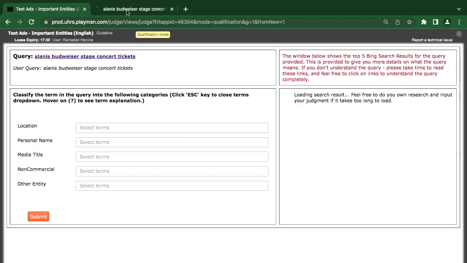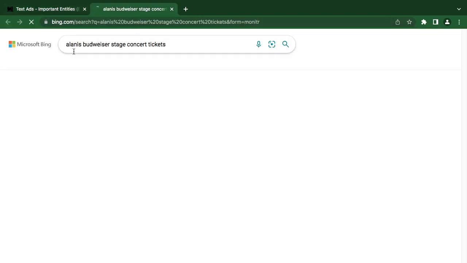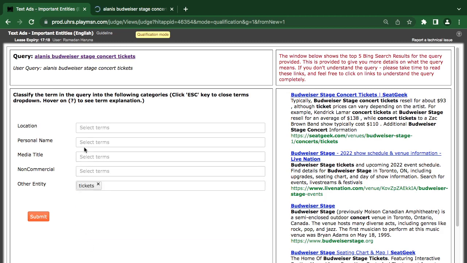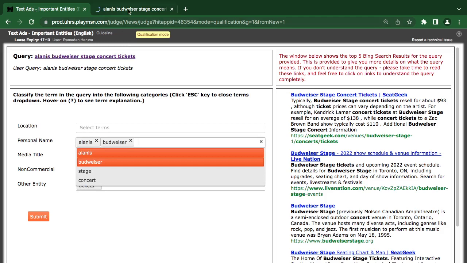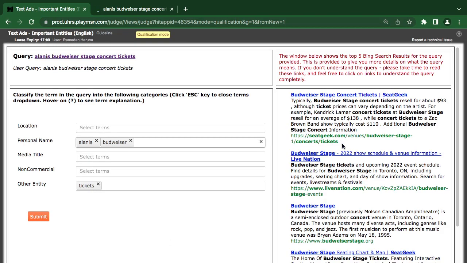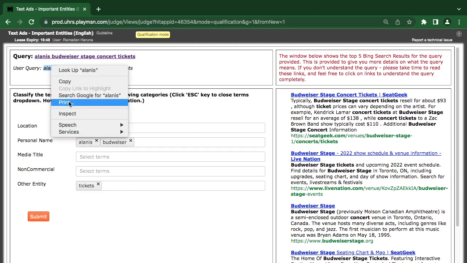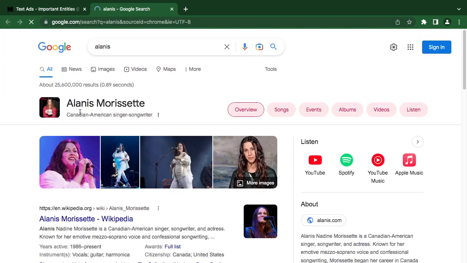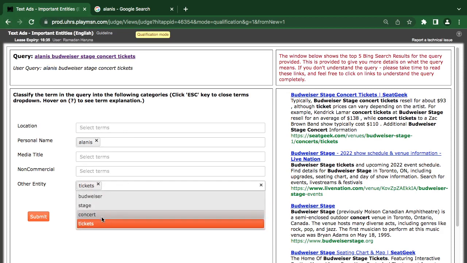Alanis, what are they talking about here? Okay, this is the name of a person. Alanis, Budweiser Stage concert tickets. Ticket is other things here, I think. Okay, they've already opened. Who is Alanis? Let's highlight and see. Good, this is the name. So these other ones are others, I guess.